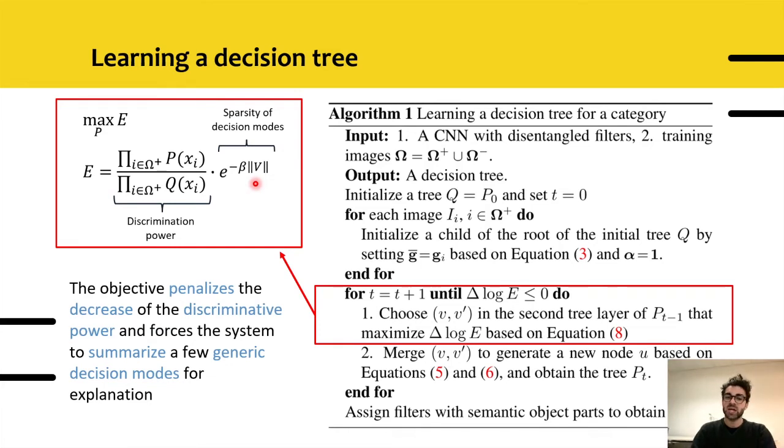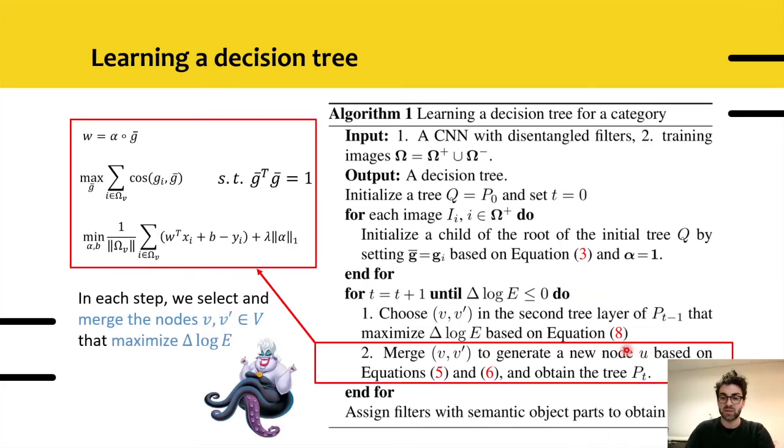So the objective is penalizing the decrease of the discriminative power and forces the system to summarize a few generic decision modes for the explanation. And so, step 1, we choose the V and V prime, in the second tree layer of the previous tree, that maximize the delta based on the equation here. And then, once we chose V and V prime, we generate a new node U based on equations 5 and 6 that are this one. And in this way we obtain the tree Pt.